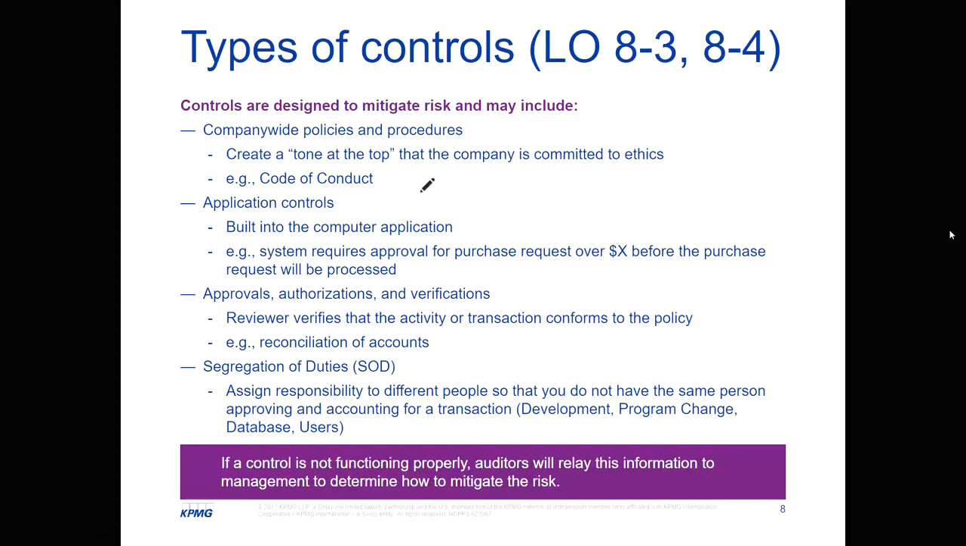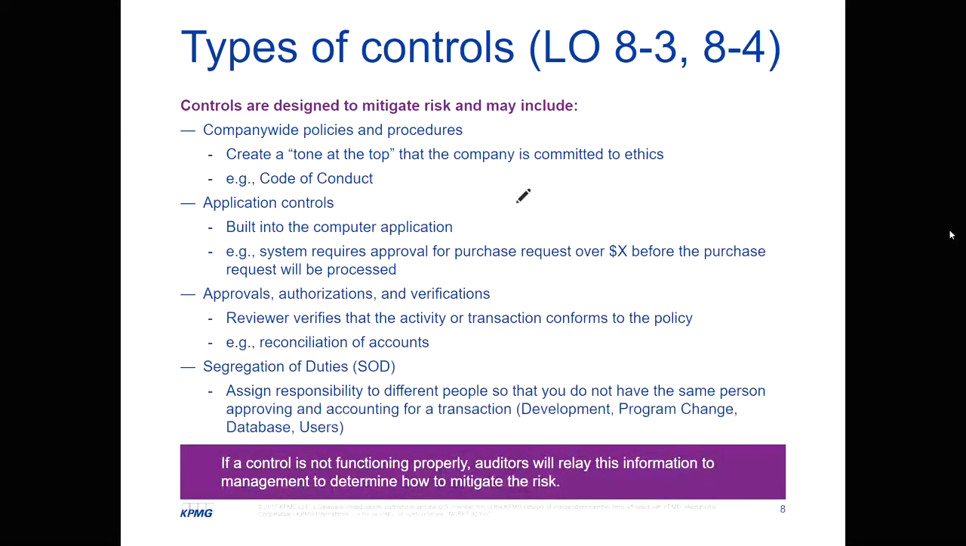Application controls, these are going to be a set of IT controls that are actually built into the application. So for example, SAP has a procurement application that is used to acquire inventory, and if there's a purchase request, then one control that can be built in is that the system requires approval before it's going to process the purchase request and turn it into a purchase order. And so that's something that can be configured into the ERP system itself.